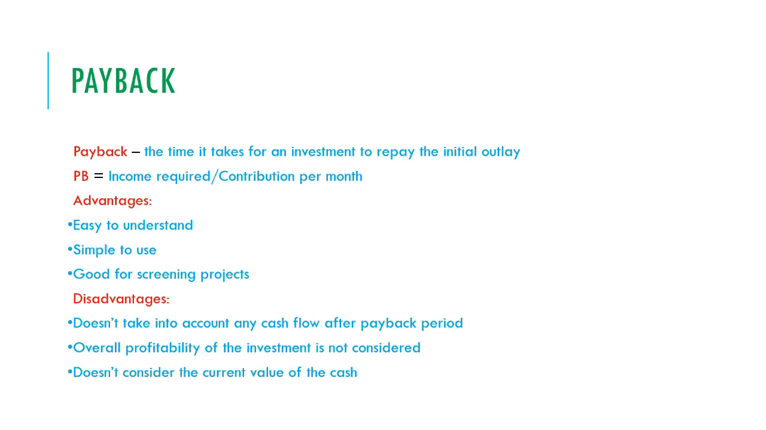So if we go on and talk about payback, which is the time it takes for an investment to repay the initial outlay, you calculate this by using your income acquired divided by the contribution per month, but you do this in a way that's a wee bit different. So let's say the business is investing £50,000 and then they're going to make 10,000, 20,000, 30,000 and then 40,000 in so many years. So 10,000 year one, 20 grand year two, 30 grand year three, 40 grand year four.